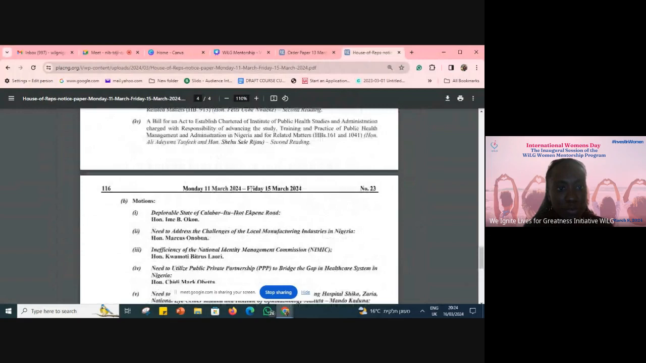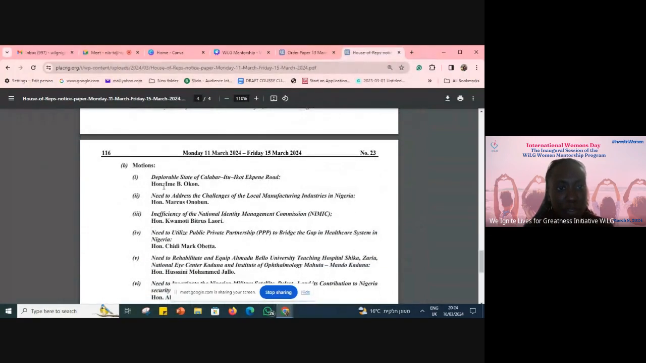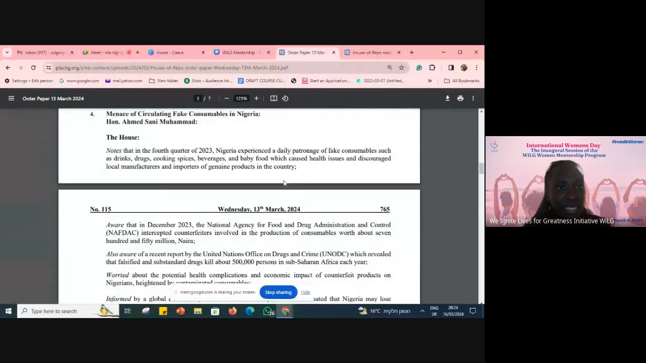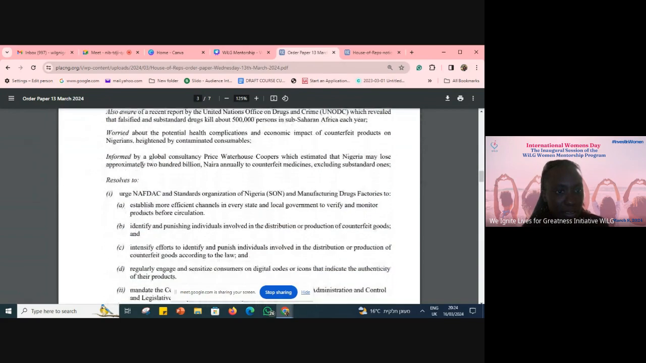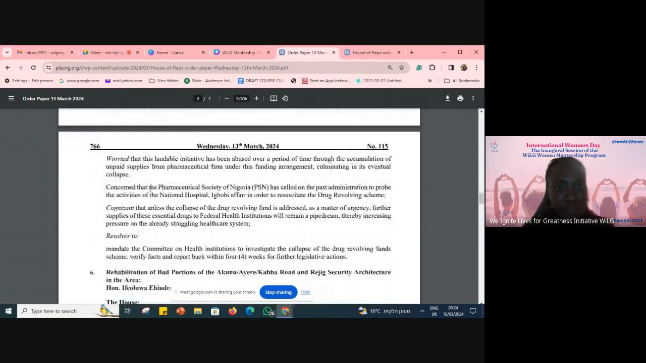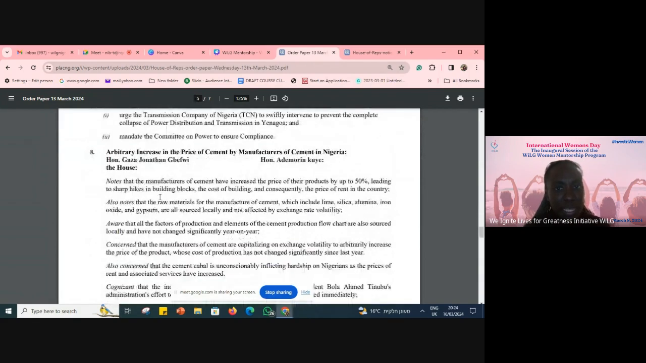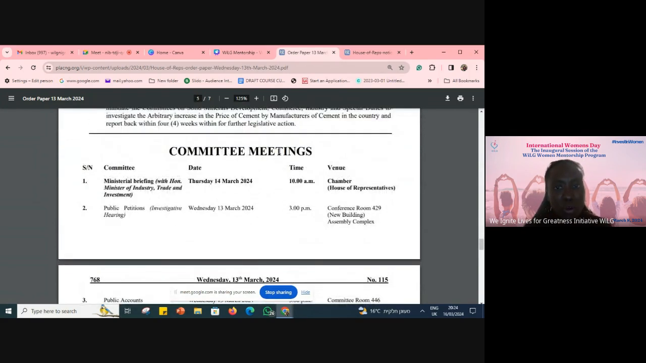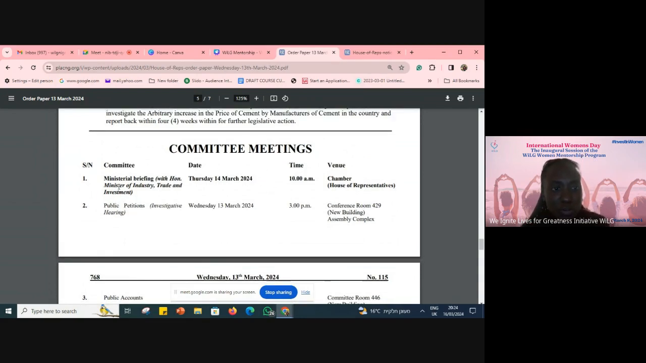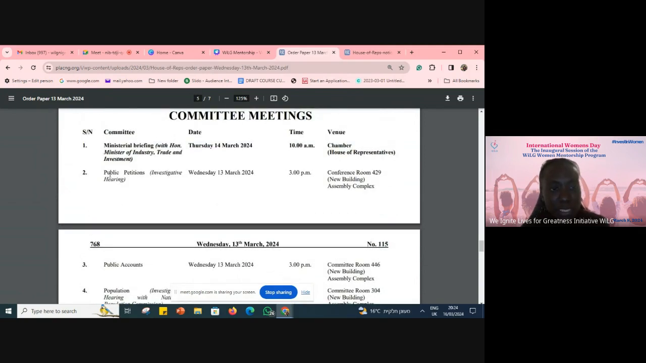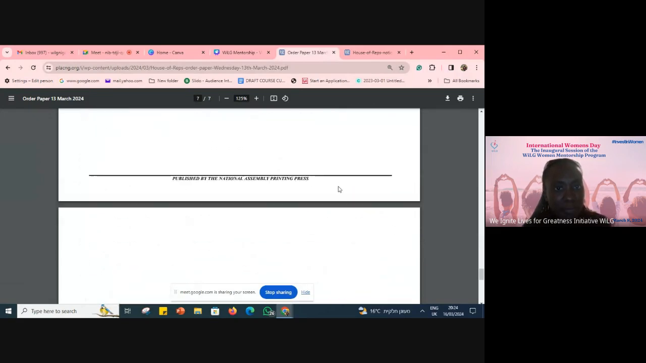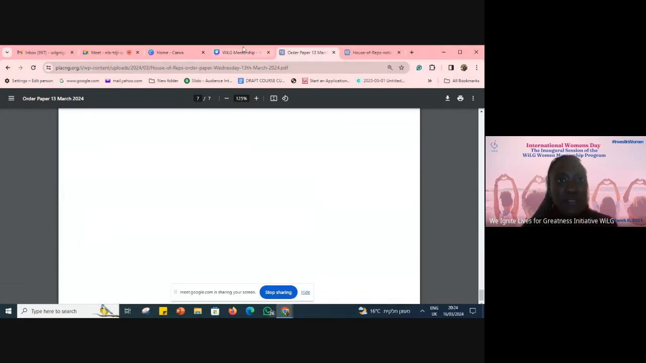Let me go back. You can see that they just stated the name with the member, but this is different. You have the title of the motion, you have the name, you have the content. You see, it's totally different. So it shows you everything that they're going to deliberate for that day, all the motions and committee meetings. If there are committee meetings, you see the date, the time, and the venue. If there's a public hearing, you see the time and the building. You can see everything. So that's the difference between the two.